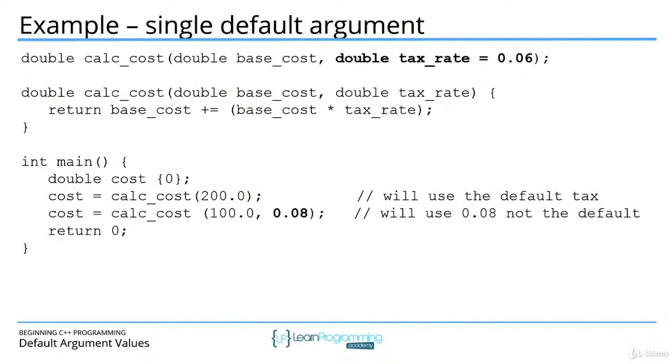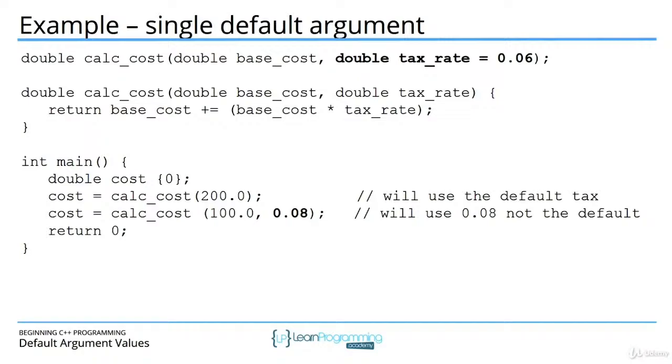Here we have the same function, except that the function prototype has been modified to provide a default value for the tax rate. Notice that the parameter tax rate in the function prototype now has a default initialization to 0.06 added to it. This effectively tells the compiler that if this argument is not provided by the function call, then use the value 0.06 for tax rate.